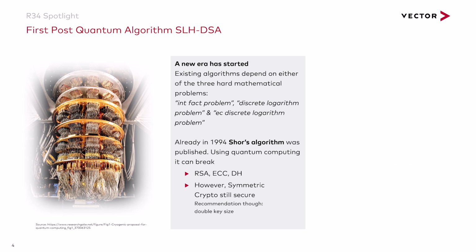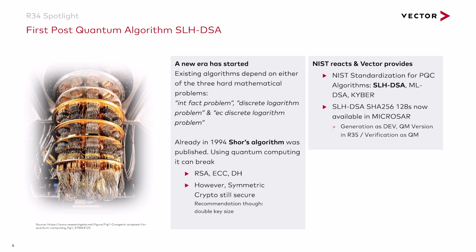key lengths for those. The American standardization body NIST has responded by standardizing 3 post-quantum cryptography algorithms: the SLH-DSA, the ML-DSA, and the Kyber. SLH-DSA and ML-DSA are signature algorithms, while Kyber is based on key exchange. With SLH-DSA, meaning stateless hash-based digital signature algorithm, the first post-quantum cryptography algorithm is available in MICROSAR Classic.